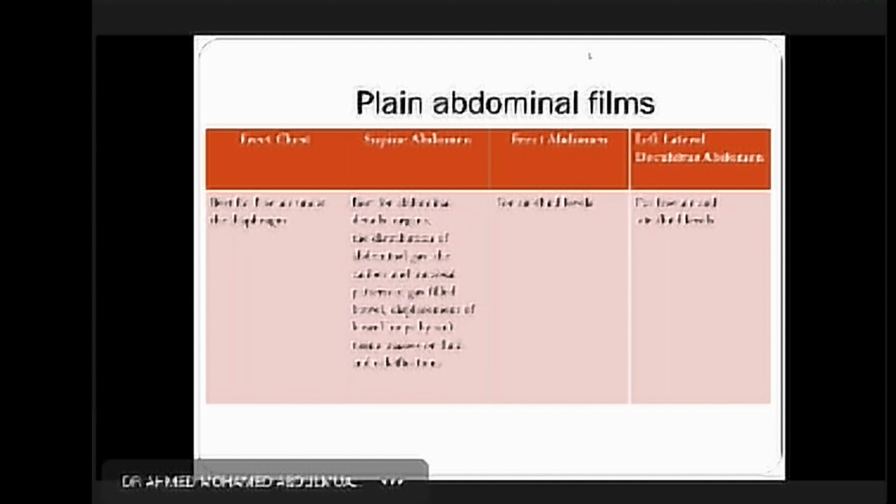So we'll see it up there. The right side will be up, so if you see air there, then you can be sure there is free air. Okay, there is free air. So that's why it is good to put the left lateral side down. Left lateral decubitus, which is left side down, is an alternate for the erect abdominal radiograph when the patient cannot stand.